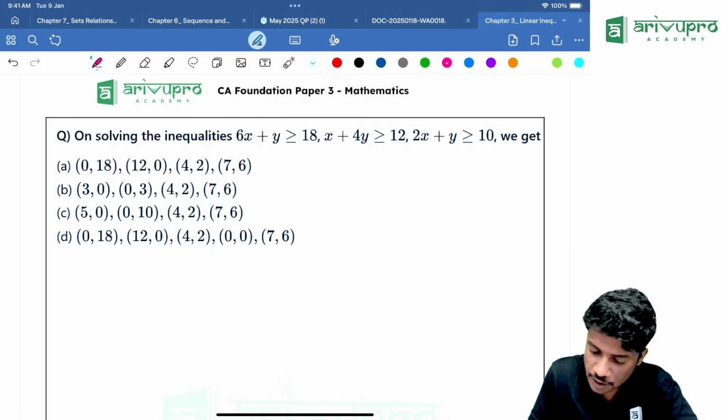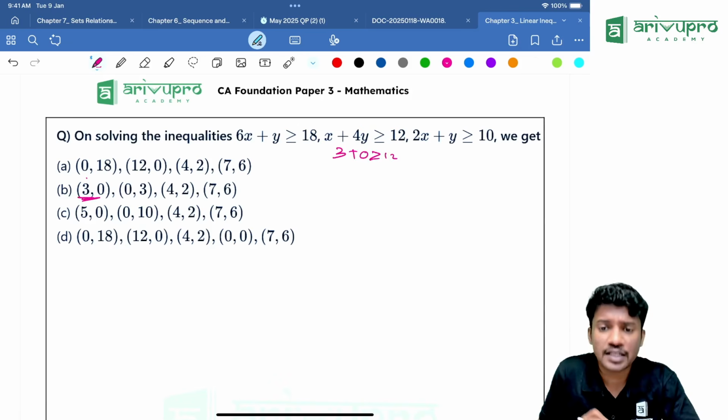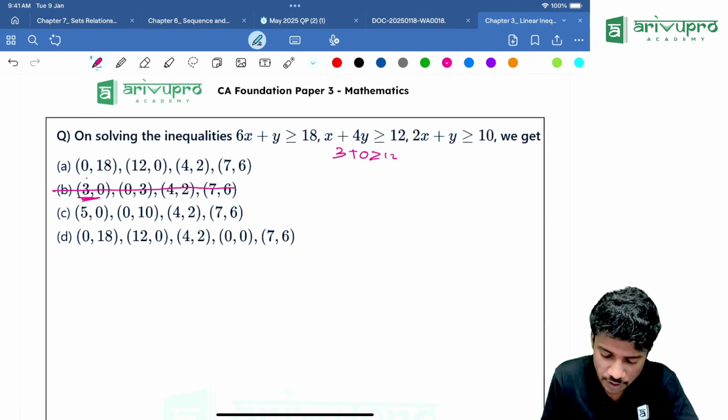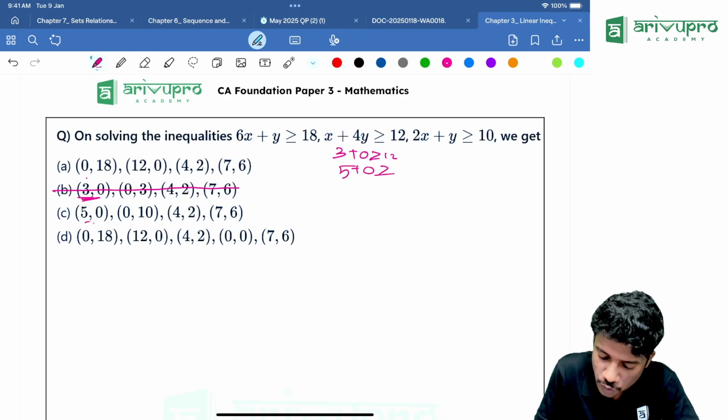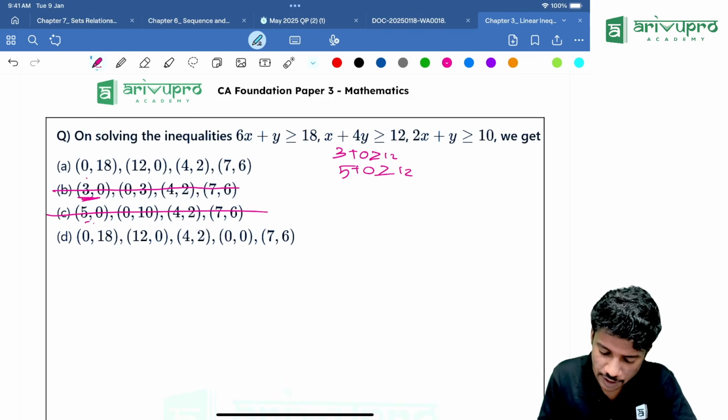If you take 3, 0, then look here. 3 plus 0 greater than or equal to 12. Is that correct? No. That means option A is wrong. Now, similarly, if you take 5, 0, that means 5 plus 0 greater than or equal to 12. Is that correct? No. That means option B is wrong. Then try taking which one?